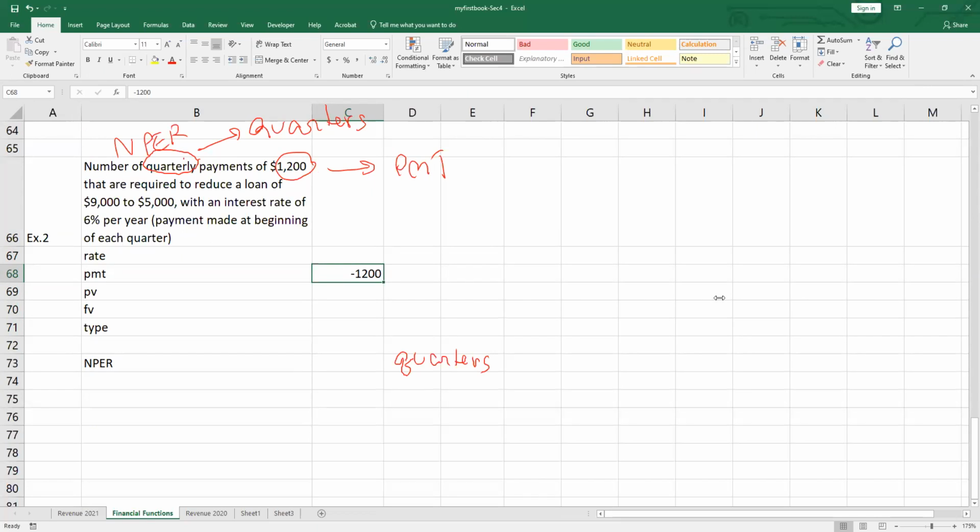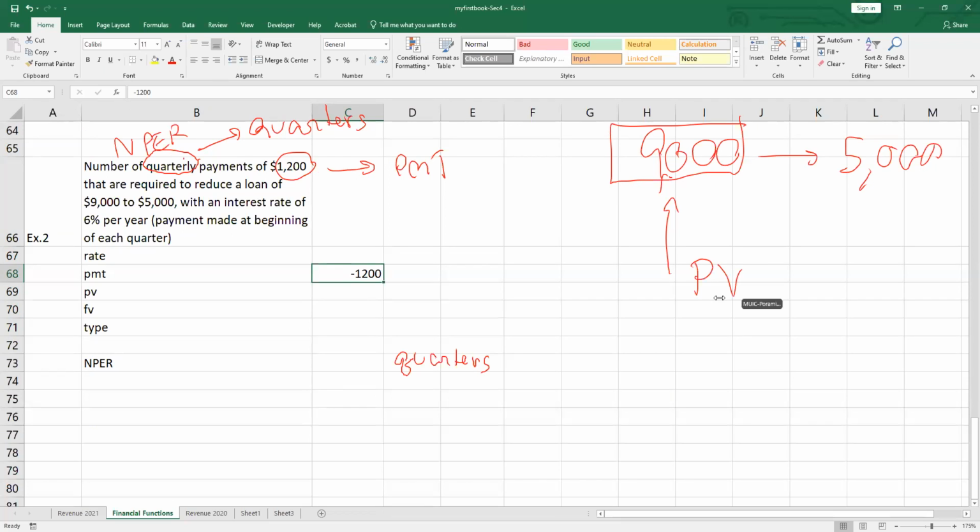In this example, you see that sometimes when you want to pay at the end of the contract, you don't pay off, but you just pay partially. That means you have to reduce from 9,000 to be 5,000. What are these values? For 9,000, you get the money from the bank. So this is PV, the amount of money that you receive from the bank, and it must be positive.